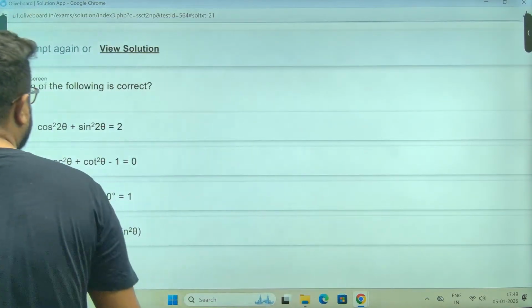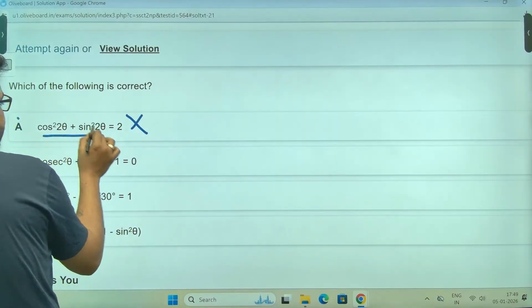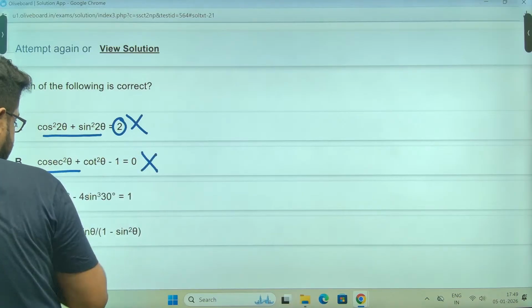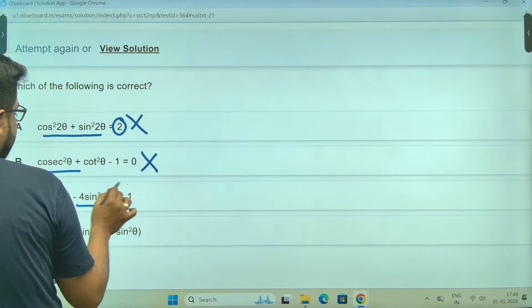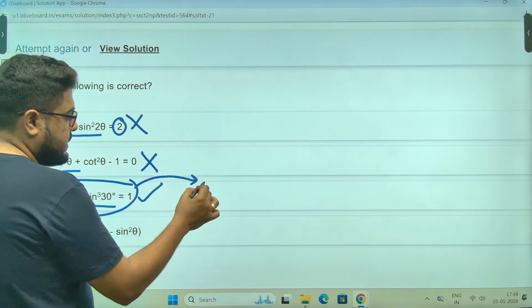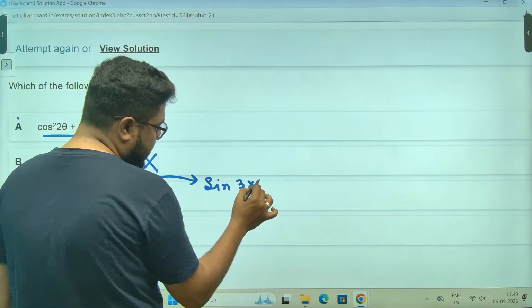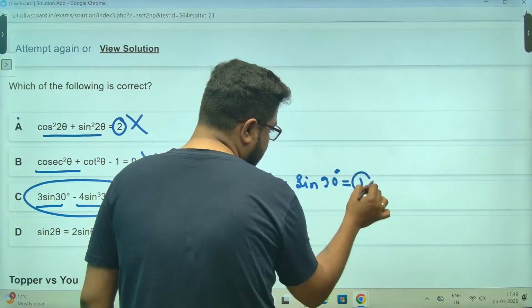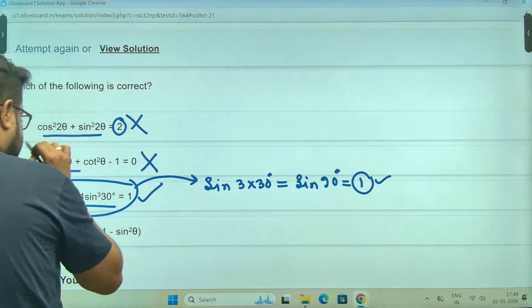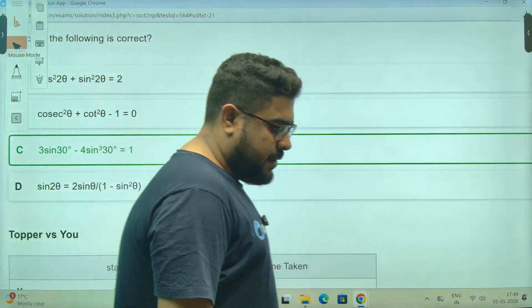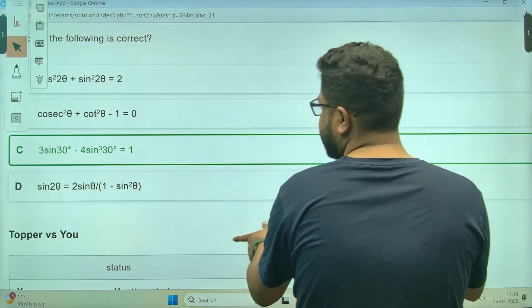Which of the following is correct? So this is incorrect. Cos square plus sine square is always 1. Cosec square 1, sir, this is also incorrect. 3 sine theta minus 4 sine cube theta. Okay, sir, this is correct. This is the sine 3 theta formula. 3 into 30 degrees, which is sine 90 degrees, which is definitely equal to 1. So option C is correct, sir. Sine 2 theta, this is also incorrect. This is correct if it was tan theta instead of sine theta on the right hand side. Perfect, sir. This was a good question.